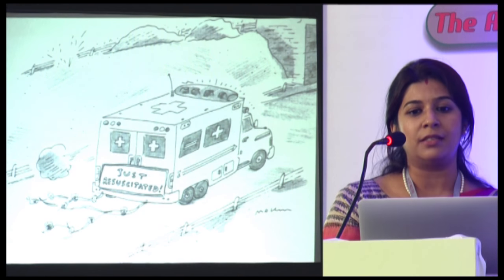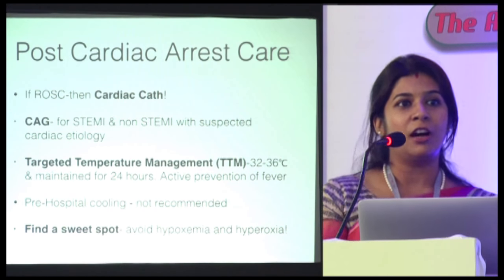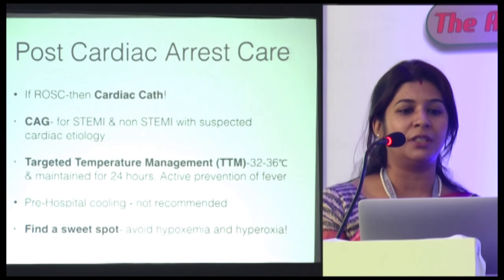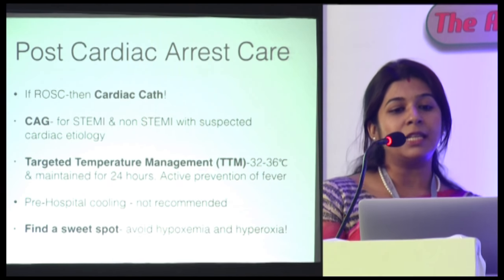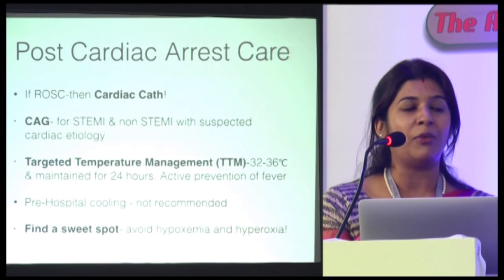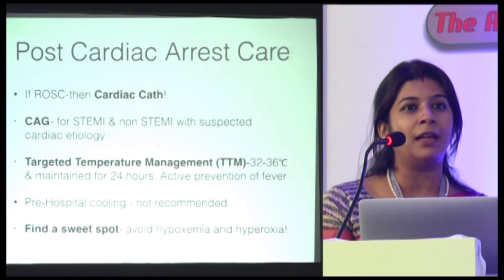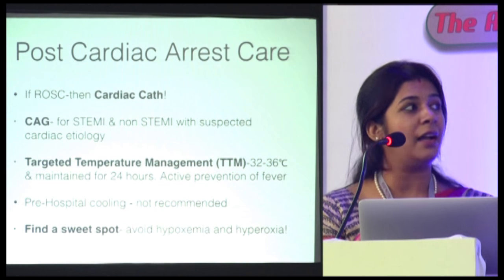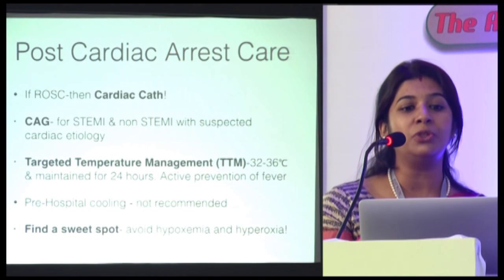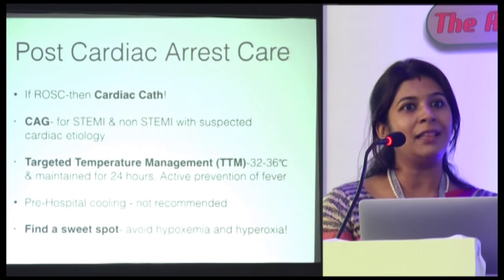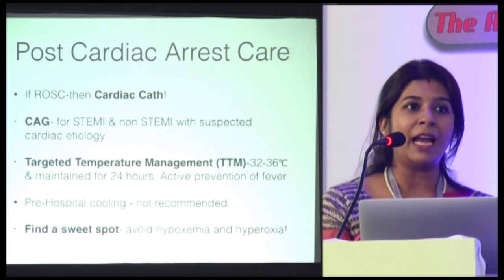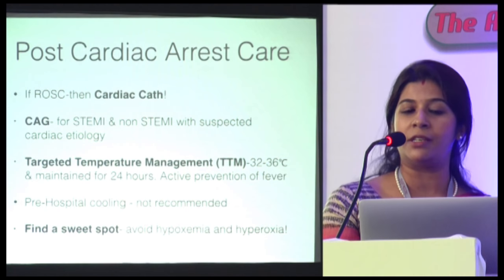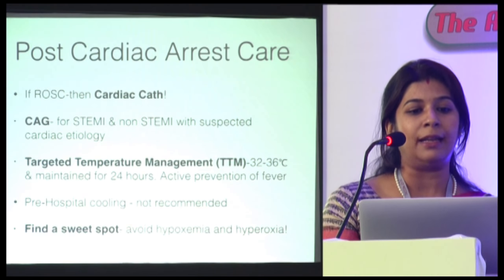Your patient is just resuscitated. What next? So you have ROSC, you catch the patient. Subject the patient to CAG to check in case you have a STEMI or a non-STEMI with suspected cardiac etiology. Targeted temperature management again has come a long way. As you might know, the 2010 guidelines recommended cooling of patients to 32 to 34 degrees Celsius. However, in the current guidelines we have a range of 32 to 36 degrees Celsius, not really very cool, and that needs to be maintained for 24 hours. Active prevention of fever to prevent further neurological damage has been strongly recommended in these guidelines.